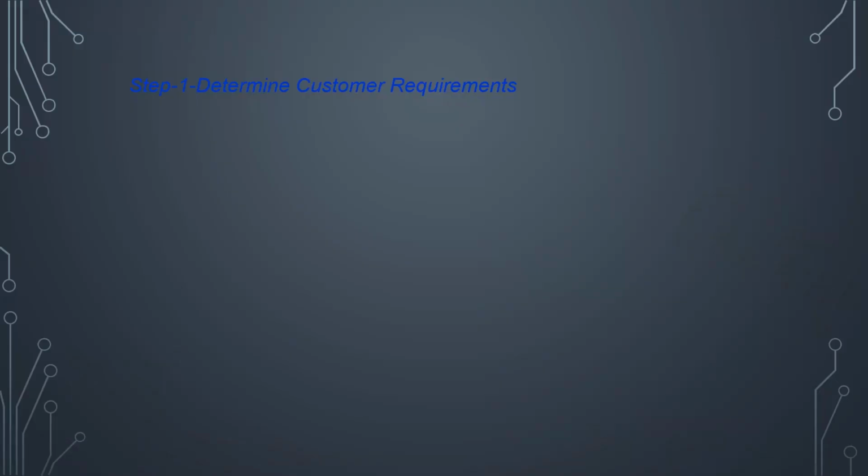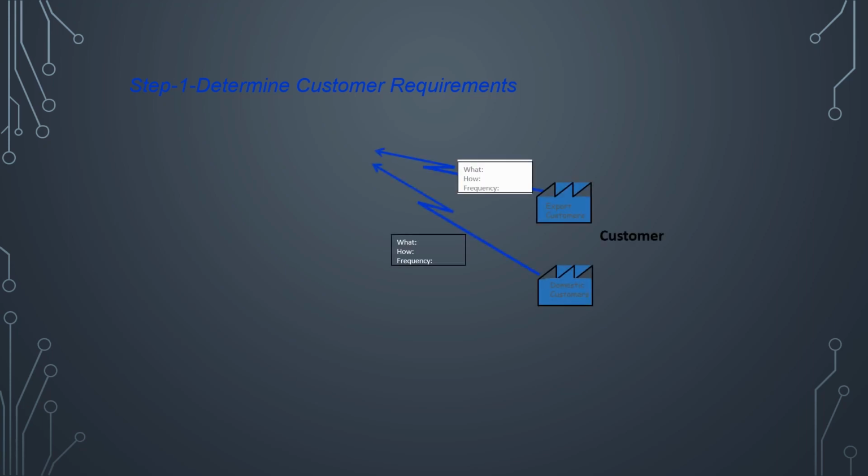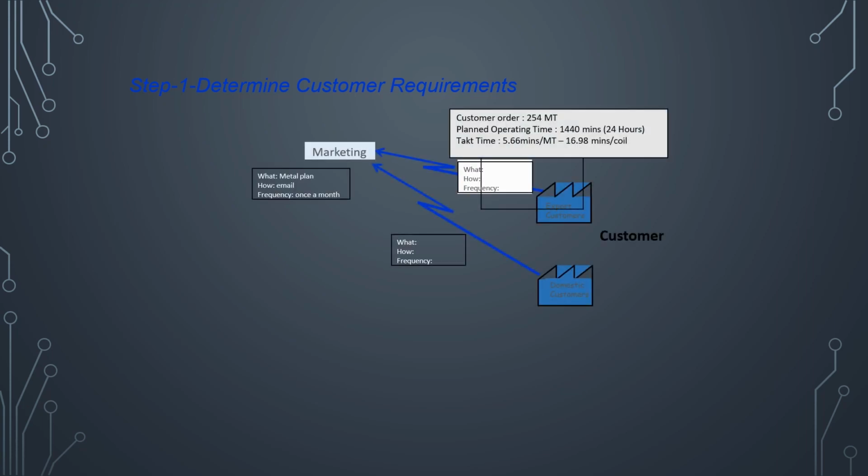Let us understand with an example. Here we are mapping the value stream for a copper coil manufacturing process. The customer is giving its requirements of 254 metric ton of coil in 24 hours through email to the marketing department. Now the marketing department adds customer data and communicates this to the production planning team.